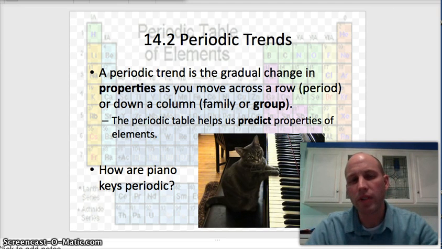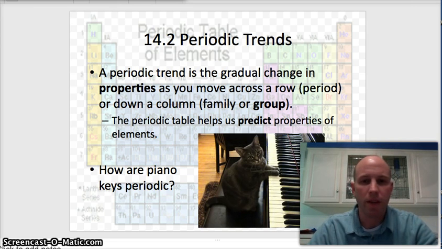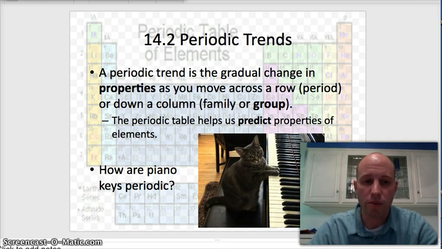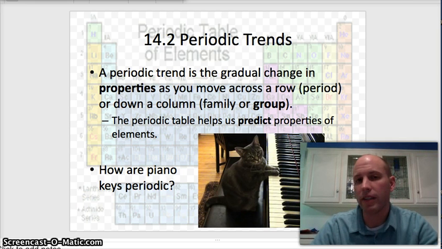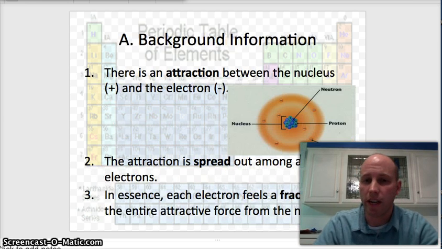But in chapter 14, we want to come back to this idea of a period and investigate this a little bit more, because a periodic trend can go across a period or horizontal, but a periodic trend can also go vertical on one of those columns or those families or groups. And so in chapter 14, in this lesson 2 of our periodic table unit, we want to investigate more about this idea of periodic trends.